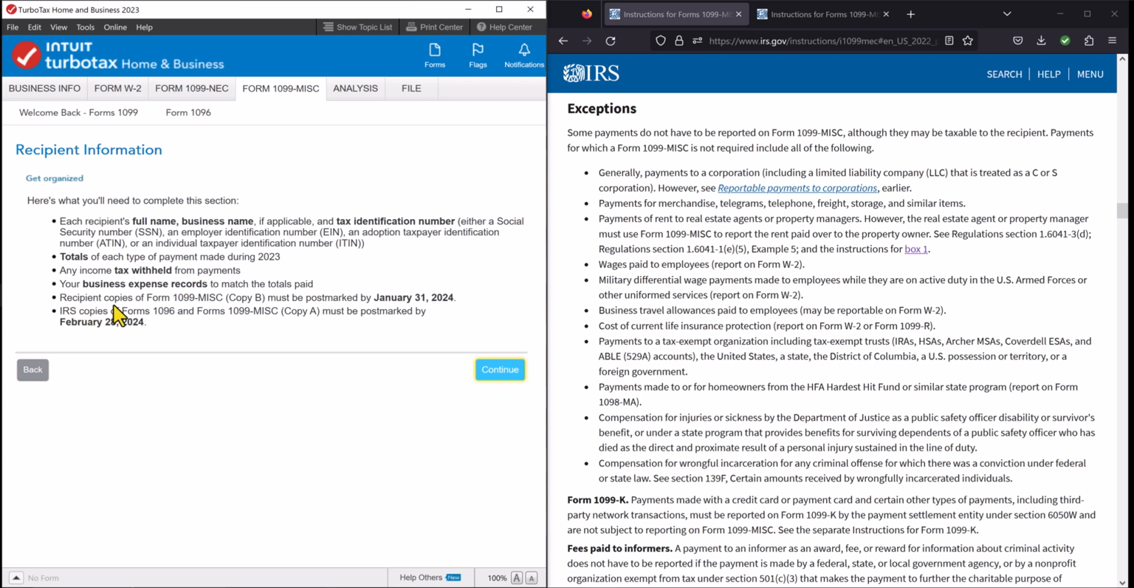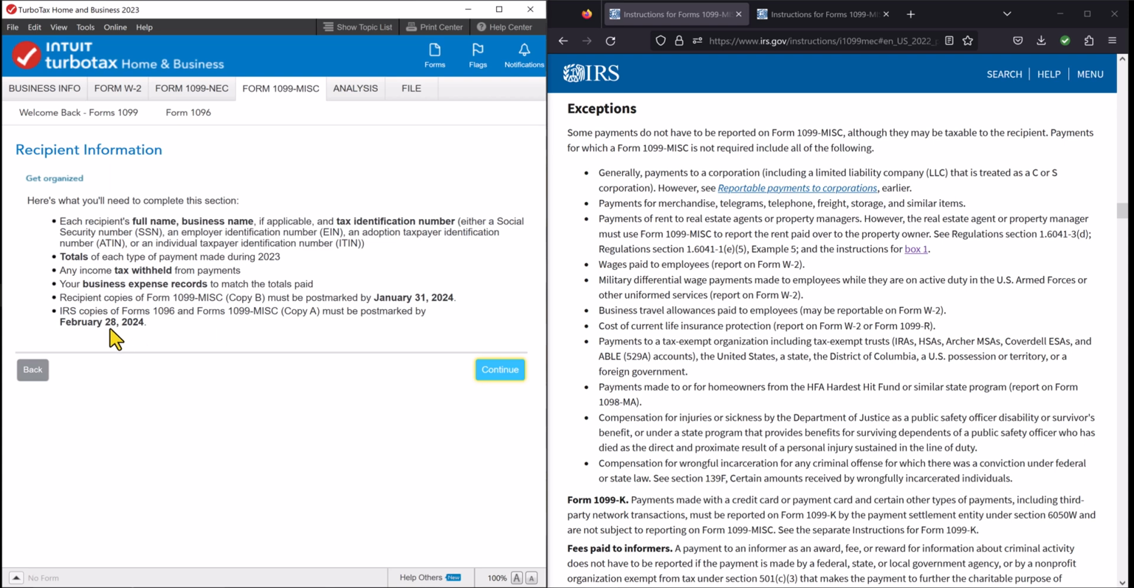It says recipient copies of Form 1099 miscellaneous, which happens to be copy B, must be postmarked by January 31st, 2024. So you have to send this to the vendor, like the landlord, the business that collected the rental payment. The copy you send them needs to be postmarked by the 31st of January. The ones you file with the IRS have to be postmarked by the end of February. So you have an extra month only on 1099 miscellaneous. If you've been watching my videos on 1099 NEC, don't get confused. On 1099 NEC, both copies, the recipient copy and the IRS copy, are due January 31st. On 1099 MISC, specifically, the recipient copy is due January 31st.